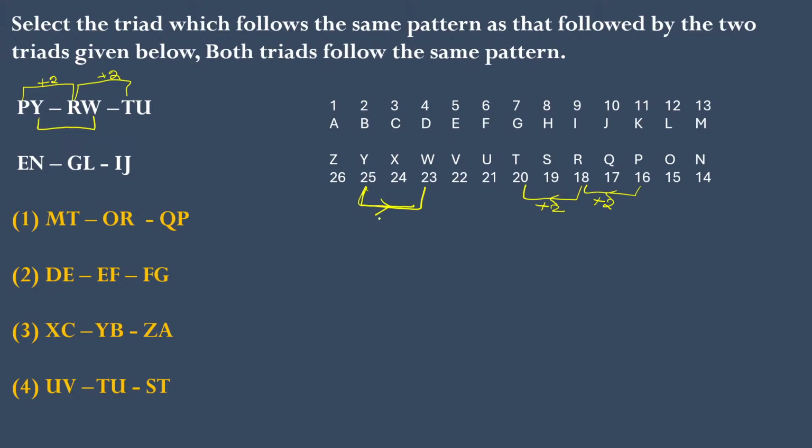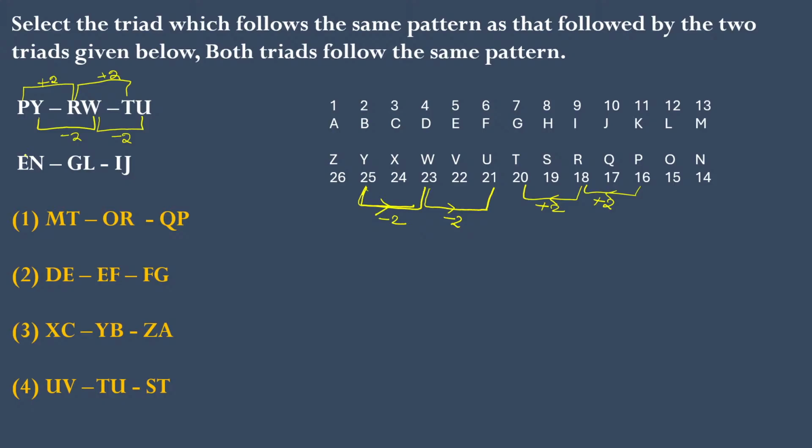Okay. So, W minus 2 we get U. Here we are taking minus 2. So, W minus 2, right. See, the same pattern is there for the second trait.